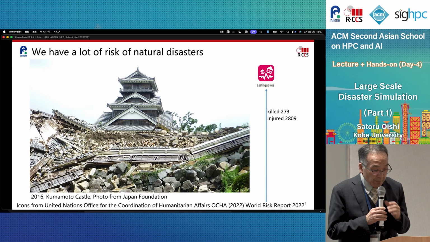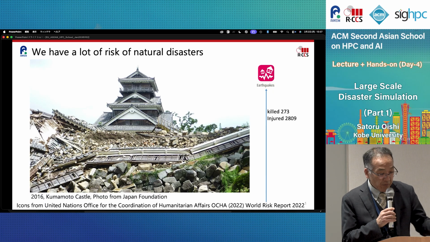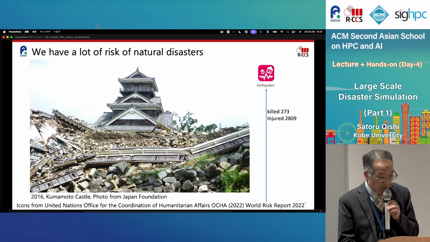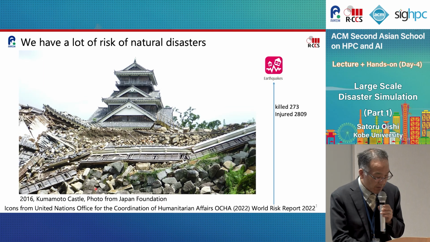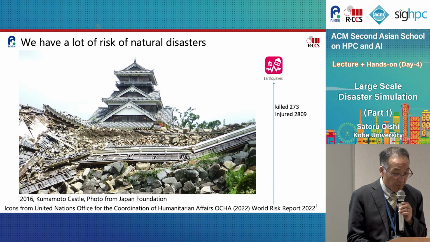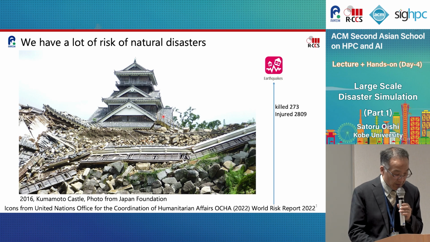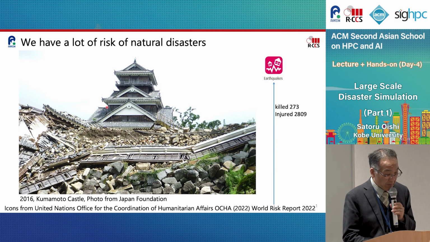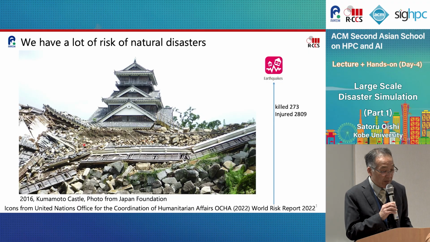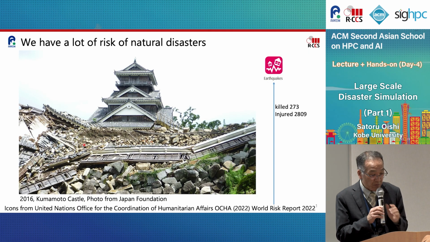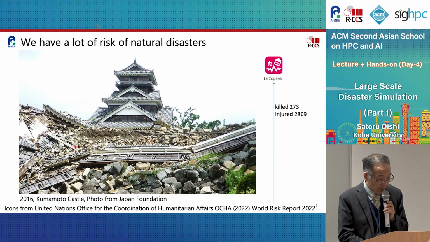So in Japan, we have a lot of risk of natural disasters. That is, okay. In 2016, in Kumamoto, in the southern part of Japan, we had a severe earthquake, and Kumamoto Castle collapsed partially, and the government assumed that it takes 200 years to completely repair.